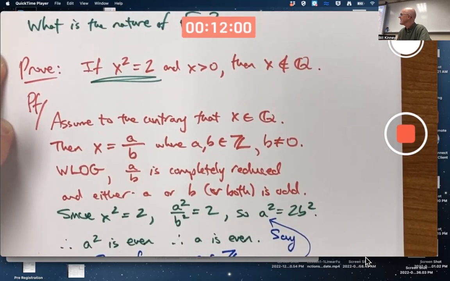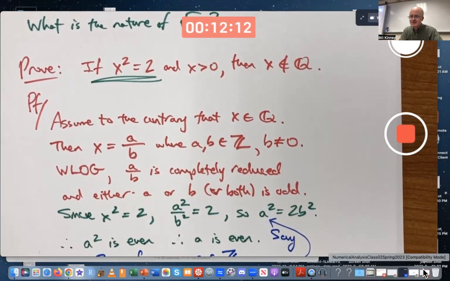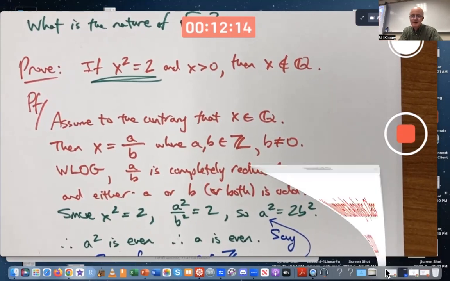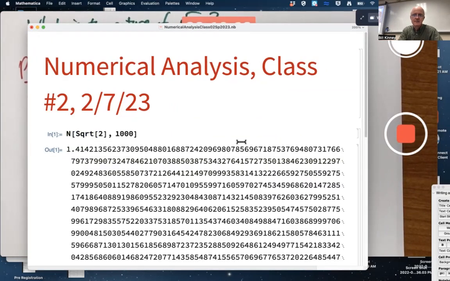So it's an irrational number. You can't write it as a ratio of whole numbers. Also, the decimal expansion must go on forever and ever without a repeating pattern. What is the decimal expansion? Well, here's 1,000 digits of it.